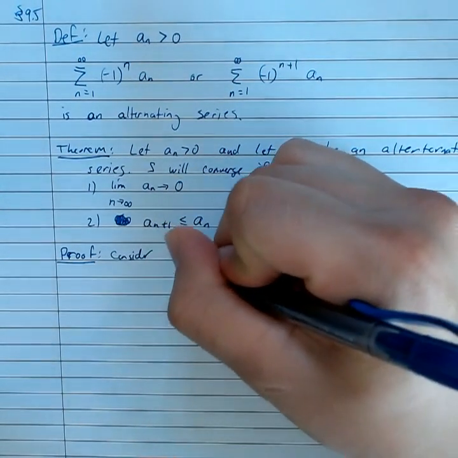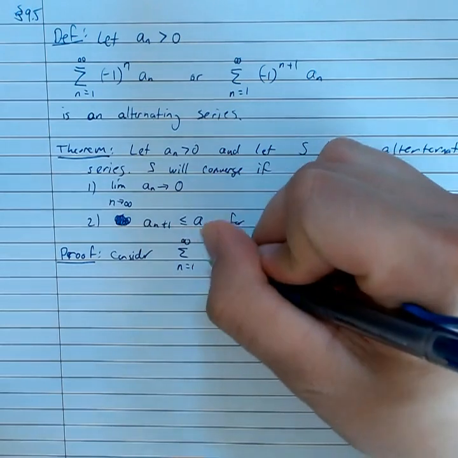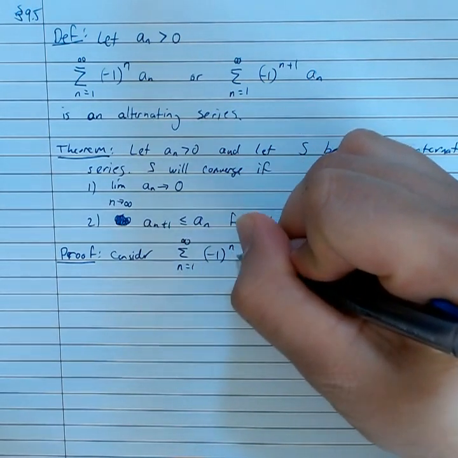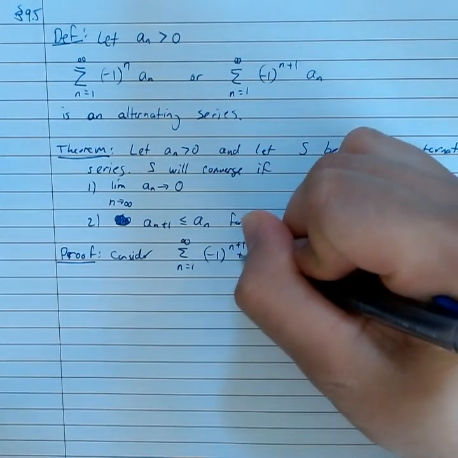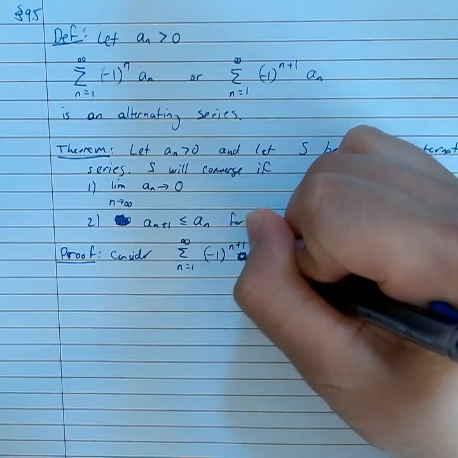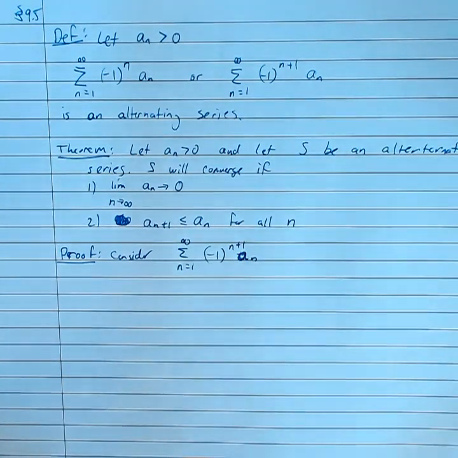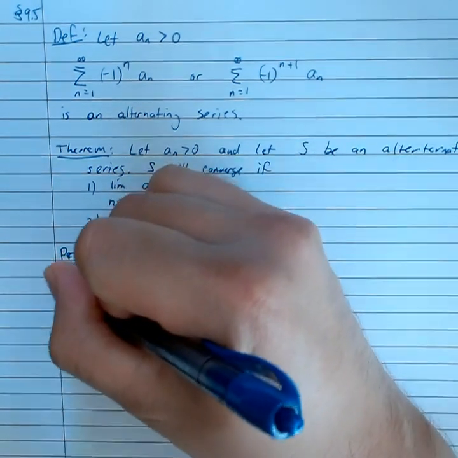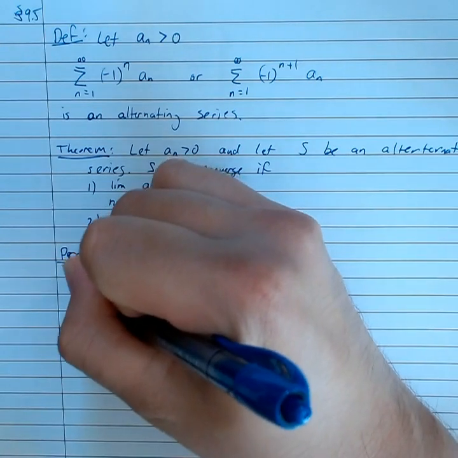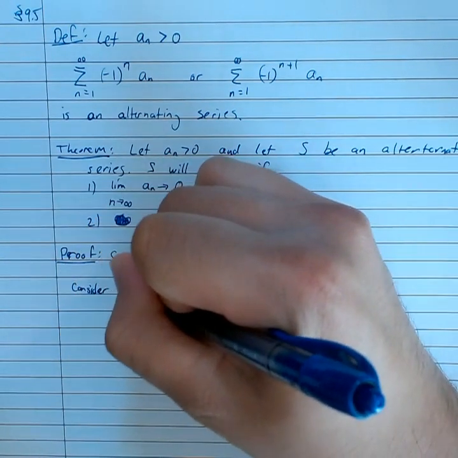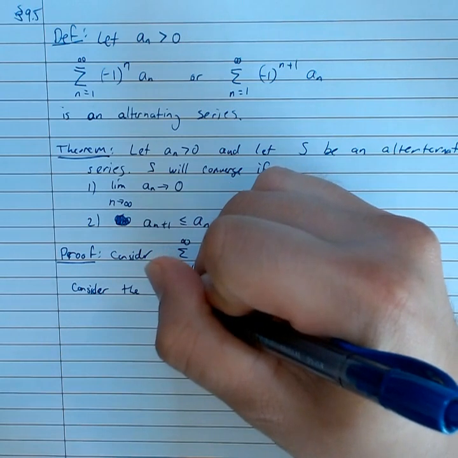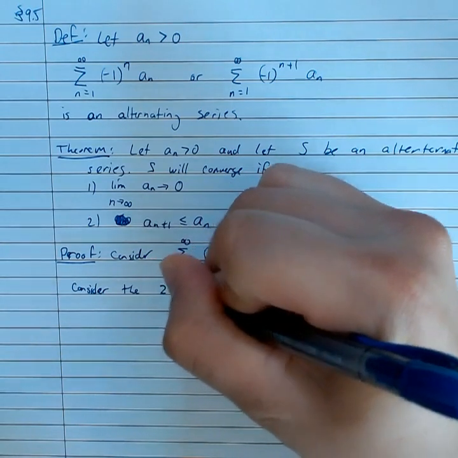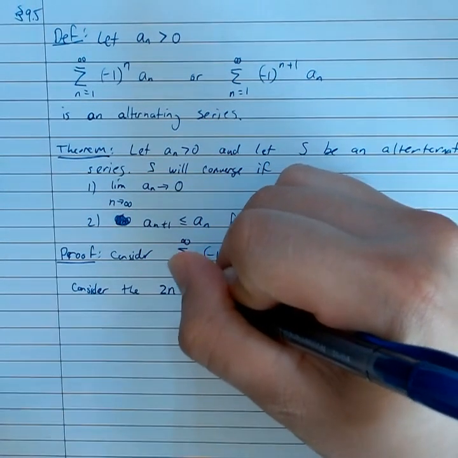Consider the sum as n goes from 1 to infinity of negative 1 to the n plus 1 times a sub n, like that. Let's go ahead and write out a few terms. So consider that series. Now consider the 2nth partial sum.